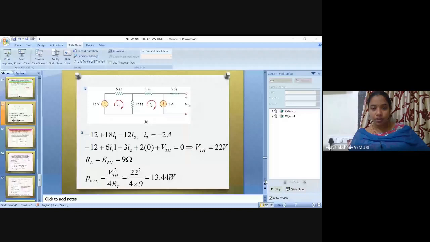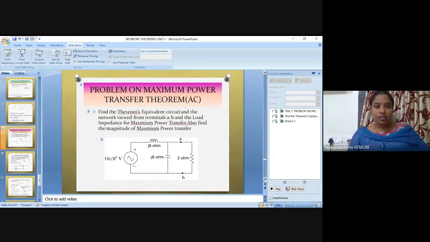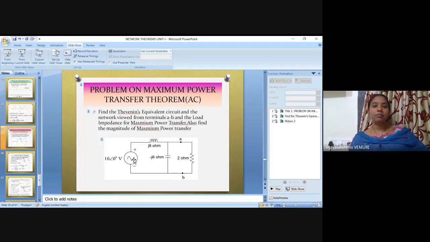Actually, it is very difficult to make you understand in this PPT because no annotation is possible. That is why I'm using the Jamboard. So what is the question asked? Find the Thevenin equivalent circuit of the network viewed from terminals AB, and the load impedance for maximum power transfer. Also find the magnitude of maximum power transfer. That is the question. You have these AB terminals. Okay, let us now go there.